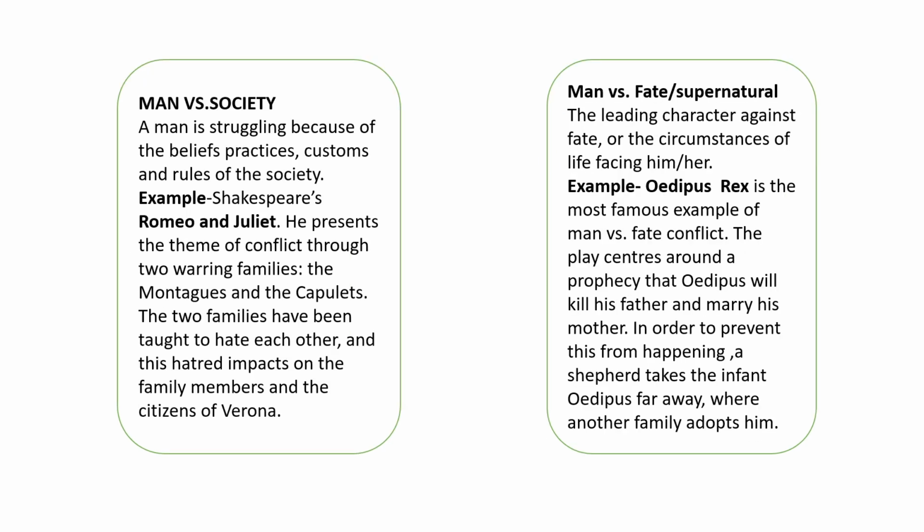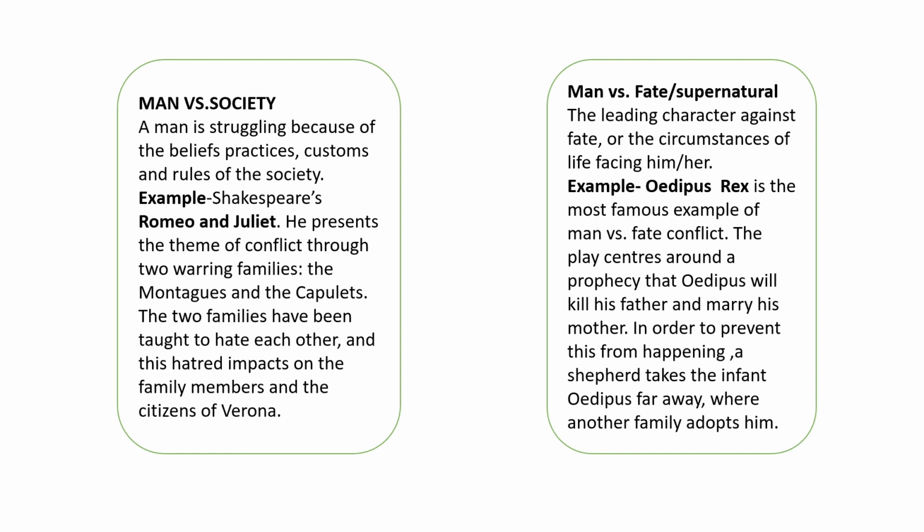Man versus society. A man is struggling because of the beliefs, practices, customs, and rules of the society. In Shakespeare's Romeo and Juliet, he presents the theme of conflict through two warring families, the Montagues and the Capulets. The two families have been taught to hate each other, and this hatred impacts on the family members and the citizens of Verona.